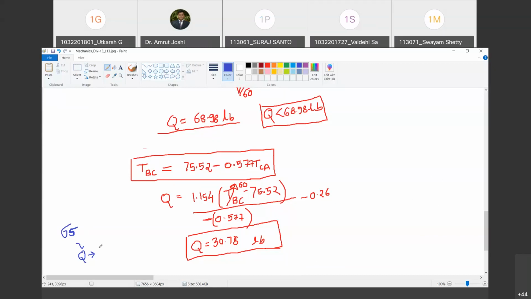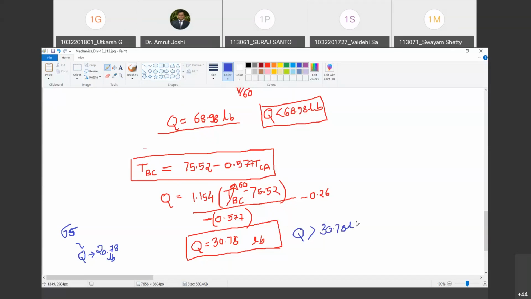20.78. Yes, 20.78, right? Is it less than 30.78? Yes. So that means if I were to reduce Q, that is going to cost me TBC exceeding 60. Do you agree with me? Yes. So Q cannot be less than 30.78 pounds. Otherwise, TBC would cross the value 60. Happy? So Q has to be greater than how much? 30.78 pounds.